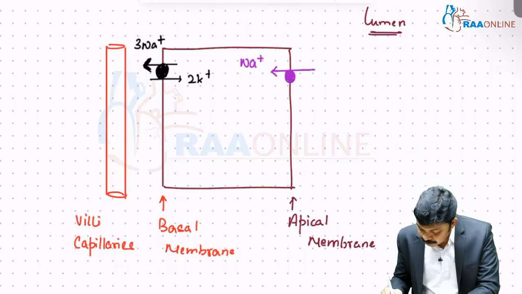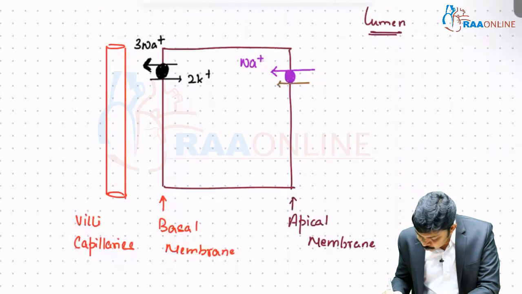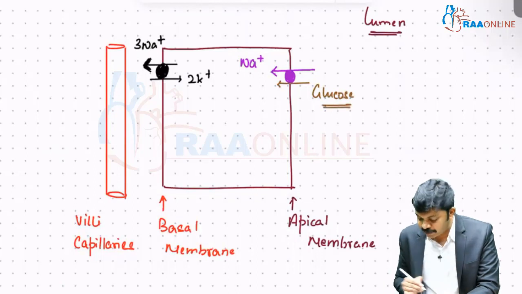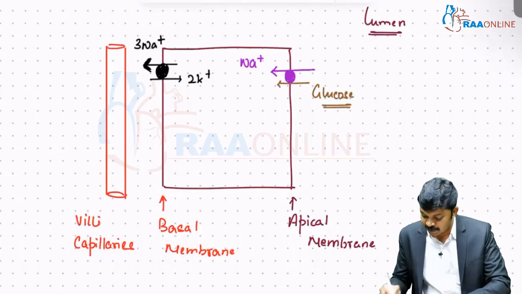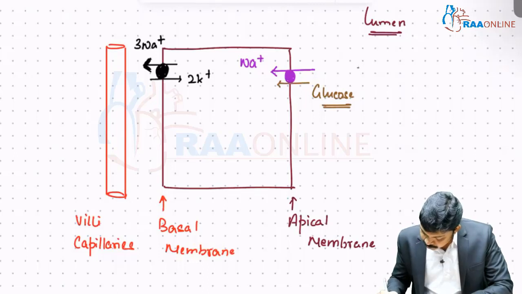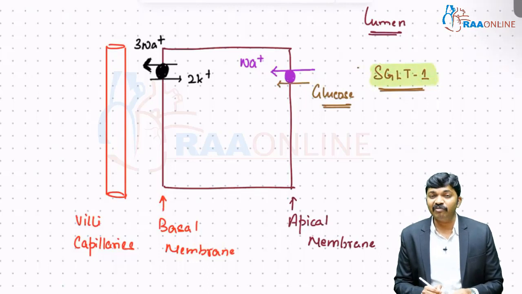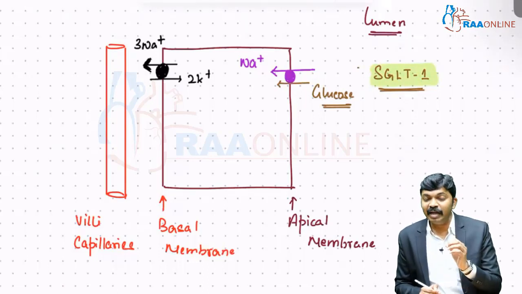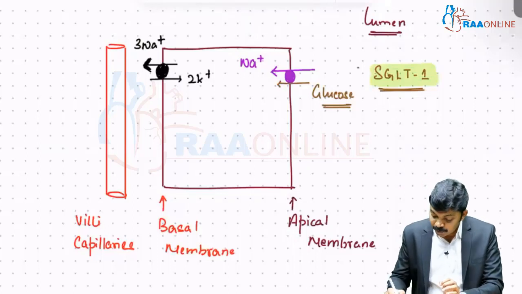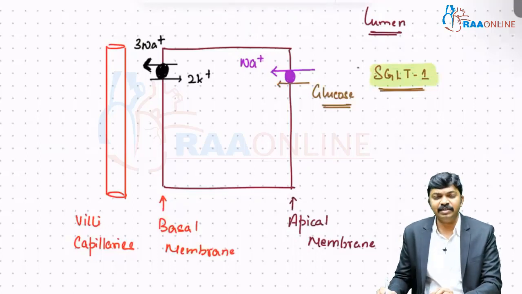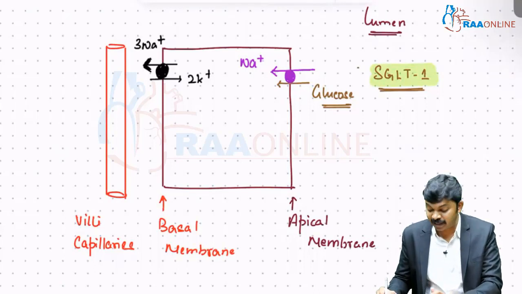While sodium is coming in, attached to the same transporter, glucose also enters. This transporter, which simultaneously transports sodium and glucose together from the lumen into the cytoplasm, is going to be called sodium dependent glucose transporter type 1. I repeat, the variety is very important because we do have the same kind of sodium dependent glucose transporter type 2 present in the proximal convoluted tubule of nephrons. In order to differentiate that from the intestinal enterocyte SGLT, you should refer to this specifically as SGLT1 every time you draw this diagram and write this answer.